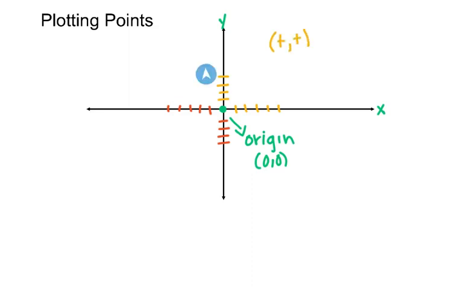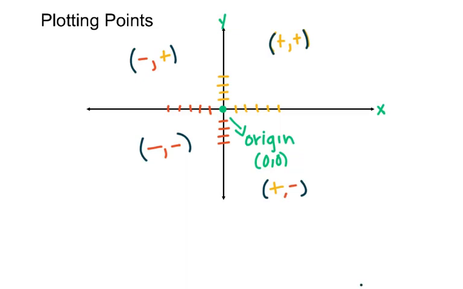If I were to plot a point in the second quadrant, my x values over here are all negative, but my y values are all positive. So I would have a negative and then a positive for my numbers, my ordered pair. Down here, we have negatives and negatives. And in the fourth quadrant, we have positive x's and negative y's.